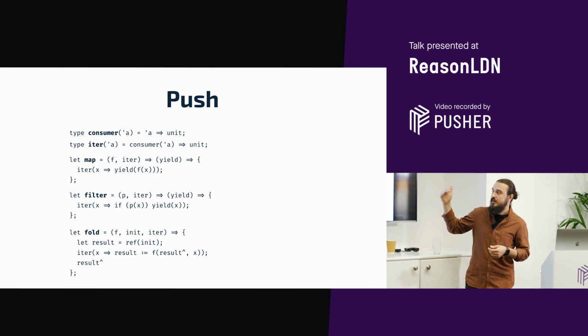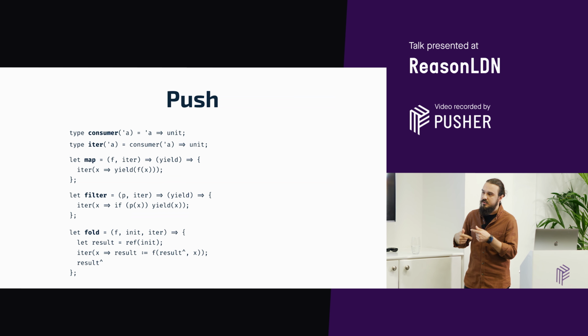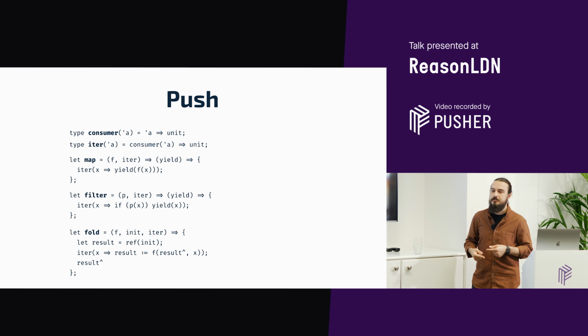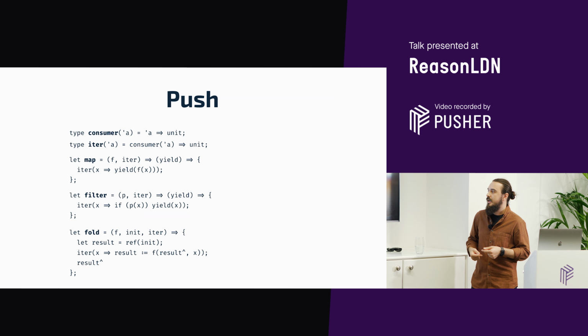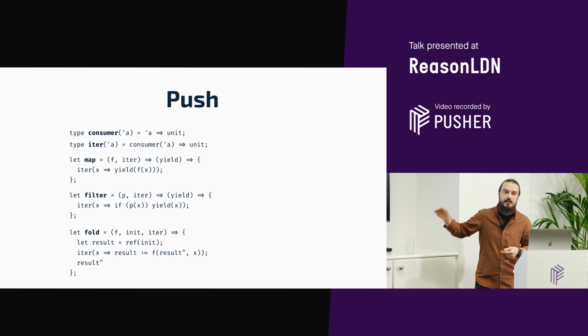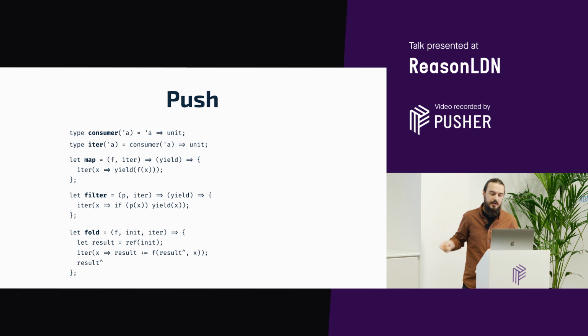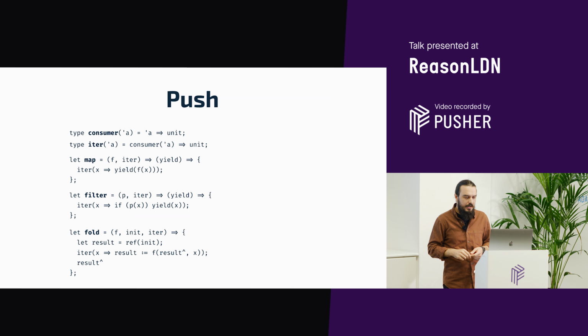So if we pre-declare a result reference, and then in our consumer we continuously change the result reference, we know that in the end, once iter itself, the producer, is finished, we have the final value. So that's our fold. And we, of course, return the final result dereferenced.